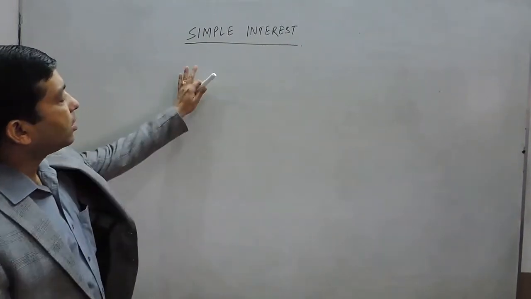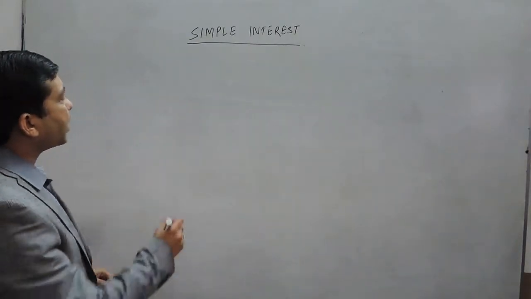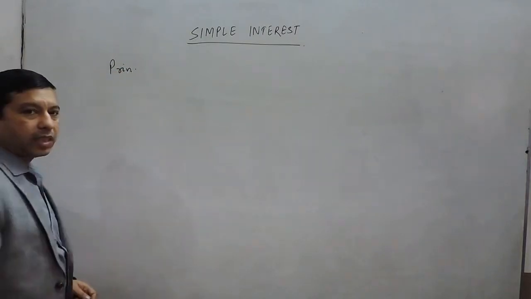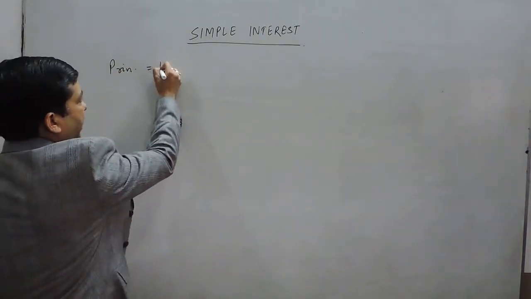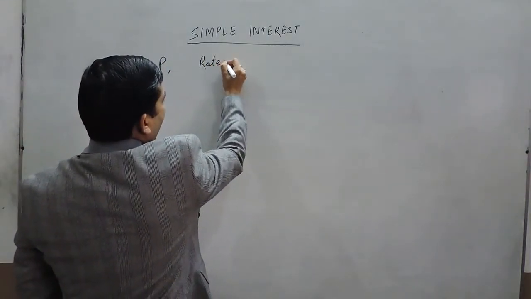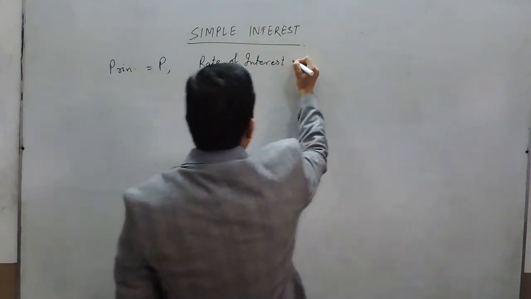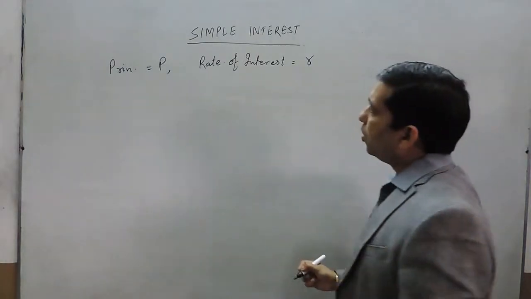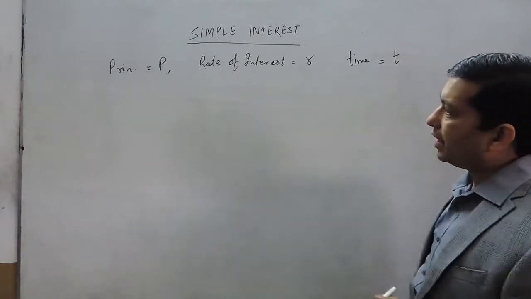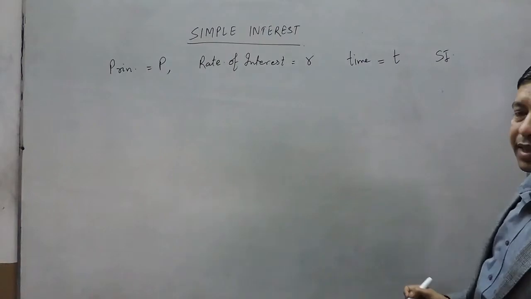Hello everyone. In this class I will tell you about simple interest. When I am saying simple interest, basically there are certain terms which we should understand. The first is principal, written as P. The second is rate, also known as rate of interest, and this is written as R. Then the third is time, which is written as T, and the fourth is simple interest, that is SI.